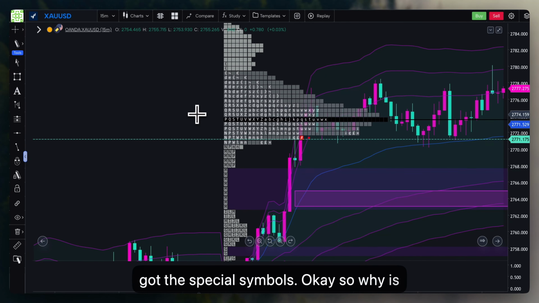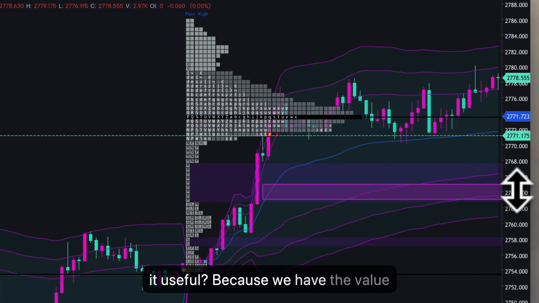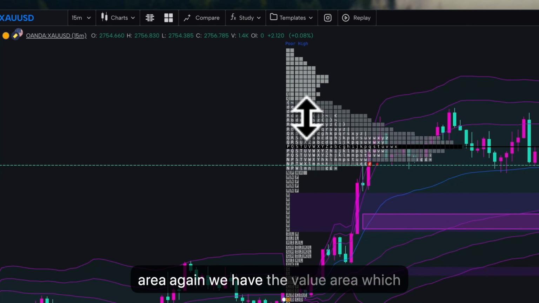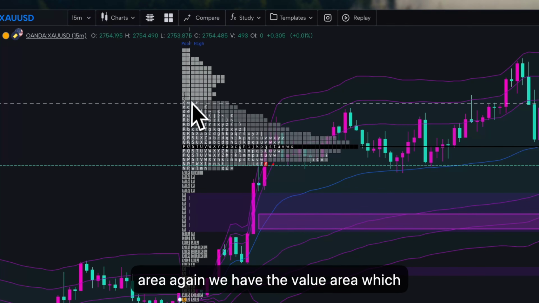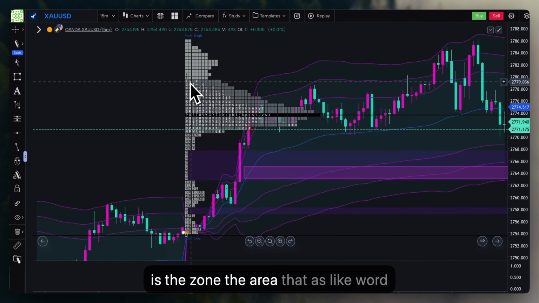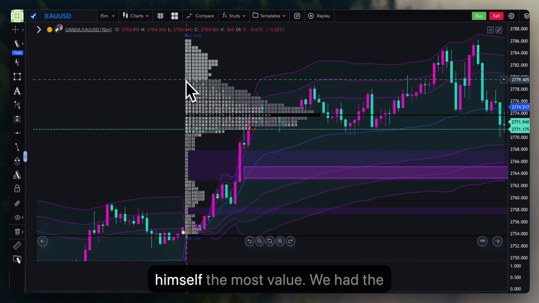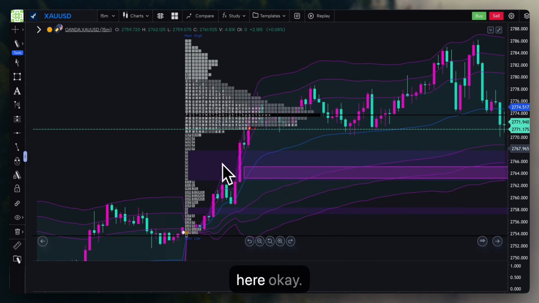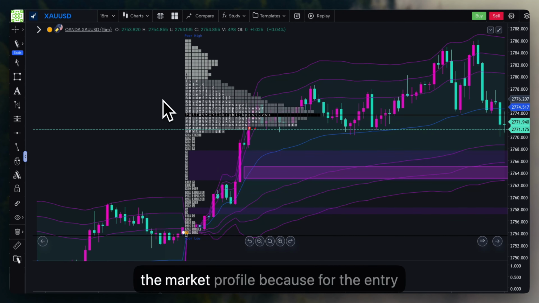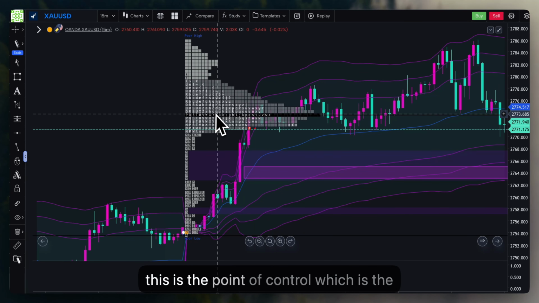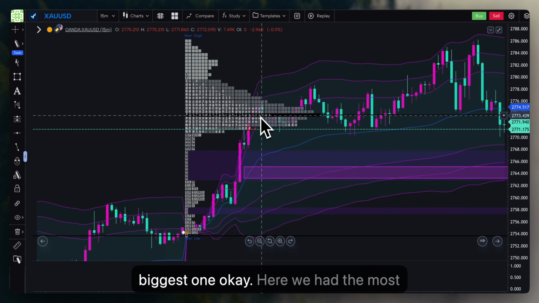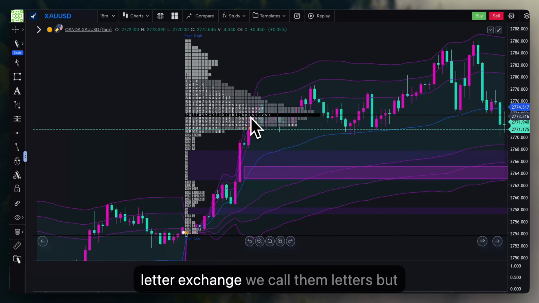Okay, so why is it useful? Because we have the value area, which is the zone, the area that has, like the word itself, the most value. The majority of the trades of the day were here. This will be an introduction to the market profile, because we will get to the entry strategies later. And this is the point of control, which is the biggest one. Here we had the most letter exchange. We call them letters, but you can use numbers, etc.